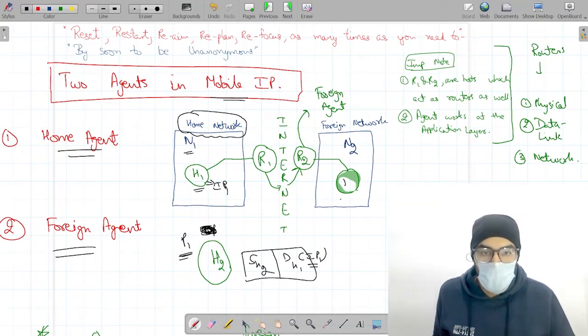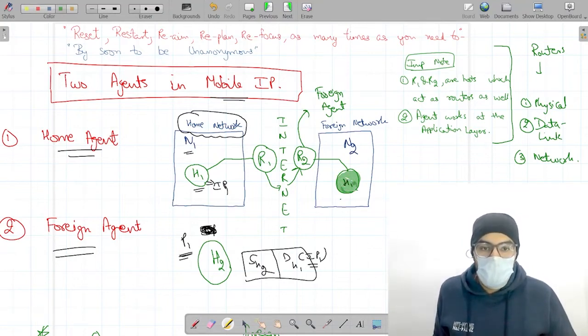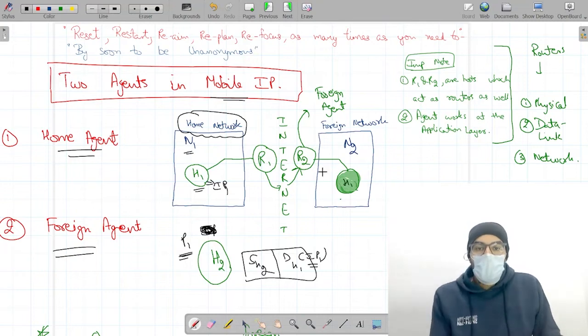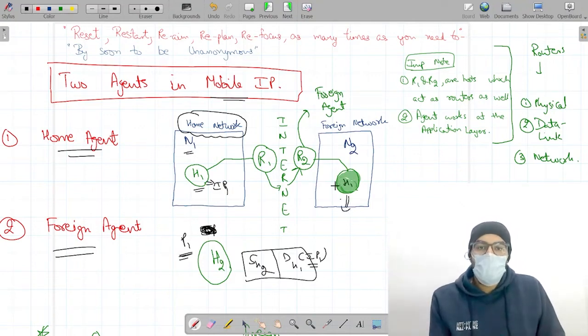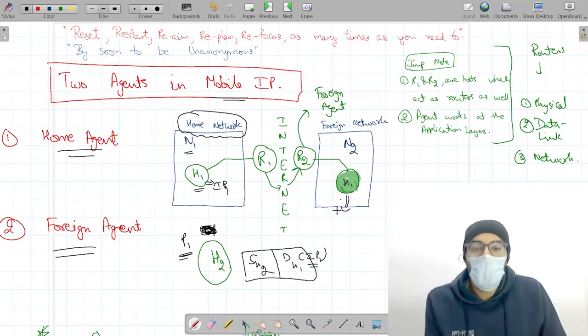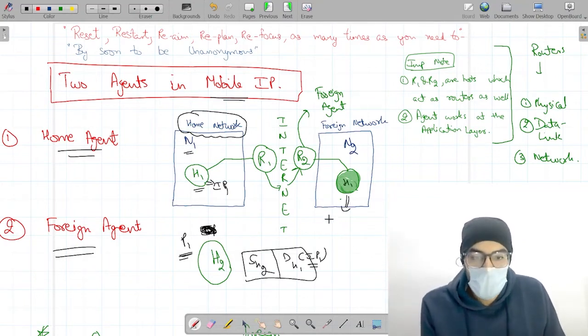So certain mistakes that we make are quite common, right? The moment host 1 comes over to this network N2, router R2 is going to assign a new IP address to this host 1. So the new IP address that host 1 receives when it comes to the network N2 is called the care of address.